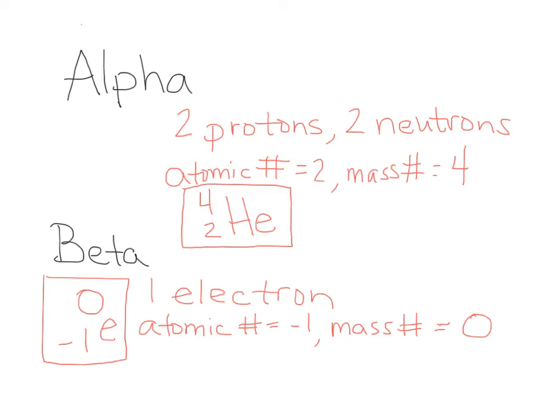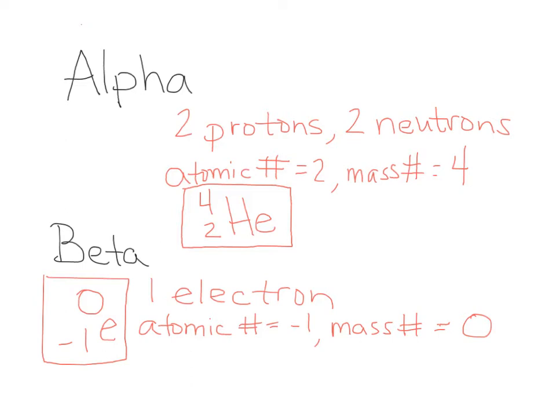So before we begin, we just want to note alpha and beta particles. Alpha particles are made up of 2 protons and 2 neutrons. Their atomic number is 2. Since the atomic number tells you the number of protons, it makes sense. The atomic number is 2. The mass number is 4. So the mass number tells you the number of protons plus the number of neutrons. And it just so happens an alpha particle is actually a helium atom.